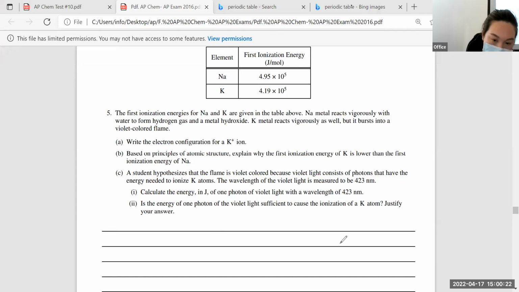Yeah. You could also have written a shorthand, right? Any 3s2, 3p6. It doesn't matter, right?